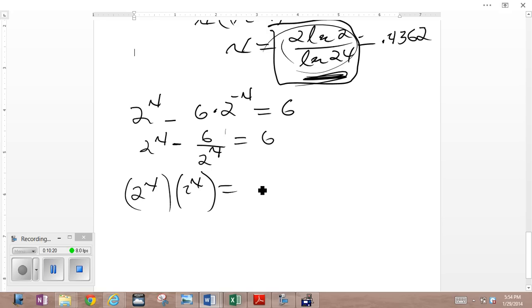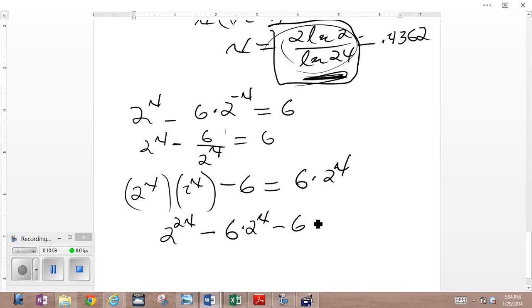Multiplying by the common denominator 2 to the x, it gives me minus 6 equals 6 times 2 to the x. 2 to the x times 2 to the x. What do you do when you multiply? You add the exponents. So what do you get when you add the exponents? You get 2 to the 2x. Minus, I'm going to bring this guy over, 6 times 2 to the x. That's a 2 to the x, not 2x. Careful about that. Minus 6 equals 0.